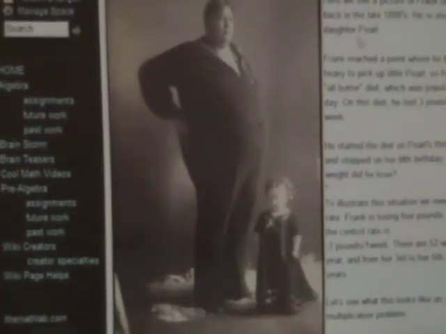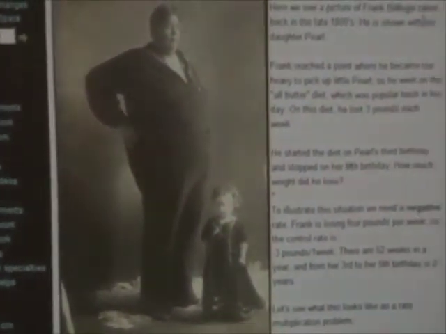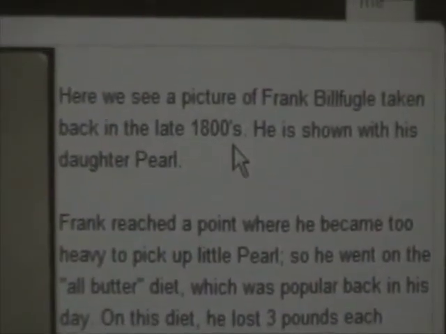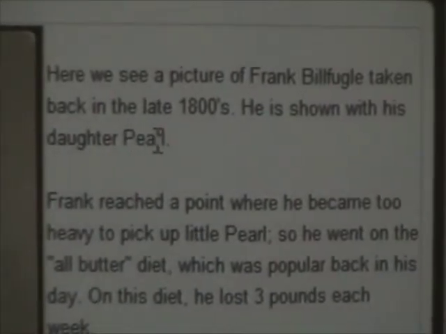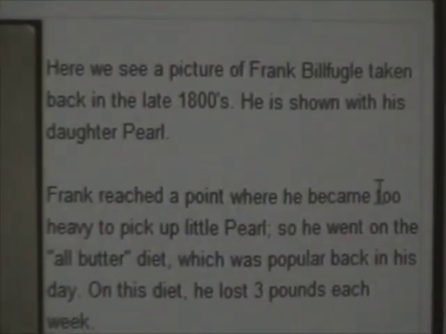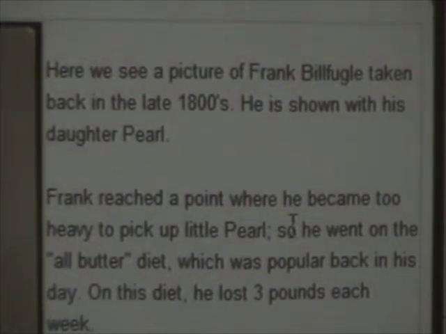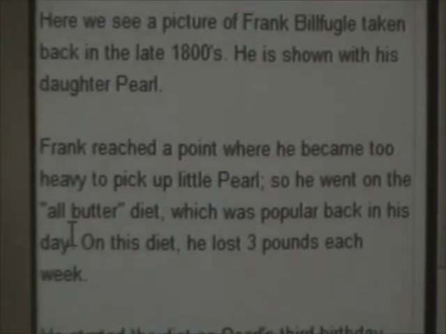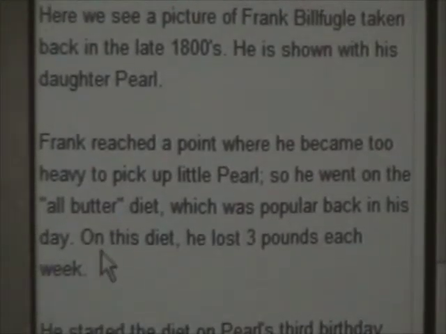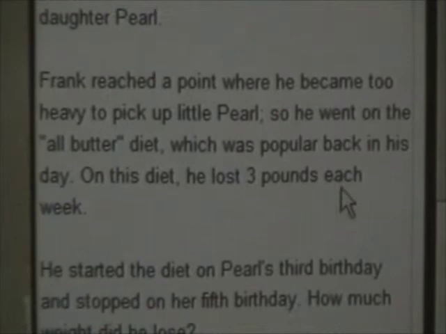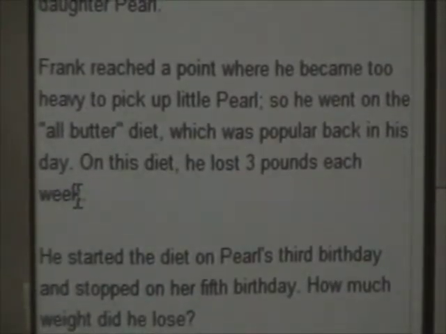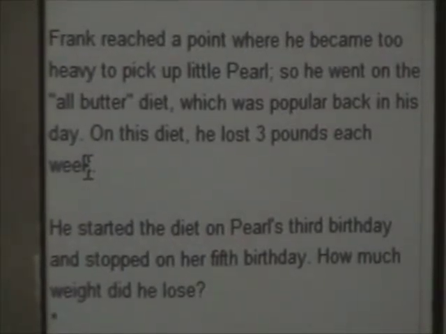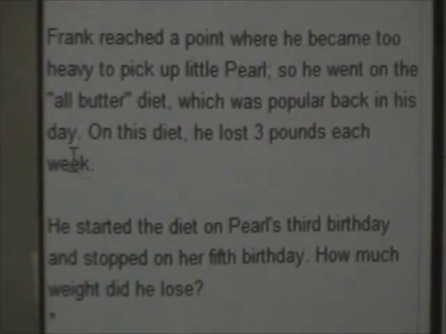All right, here we go. Here we see a picture of Frank Billfugle taken back in the late 1800s. He's shown with his daughter, Pearl. Frank reached a point where he became too heavy to pick up little Pearl, so he went on the all-butter diet, which was popular back in his day. Of course, I made all that up. On this diet, he lost 3 pounds each week. So there we have a negative rate, pounds per week, but it's a loss, so it's a negative 3 per week.